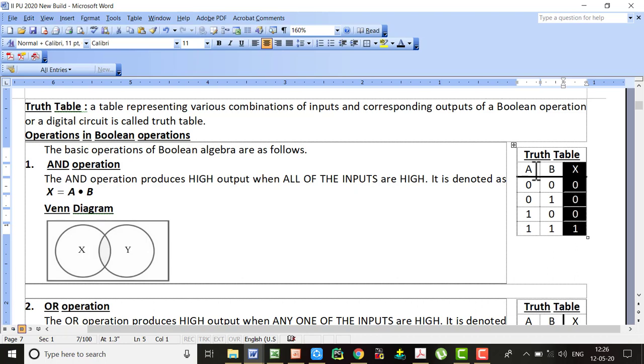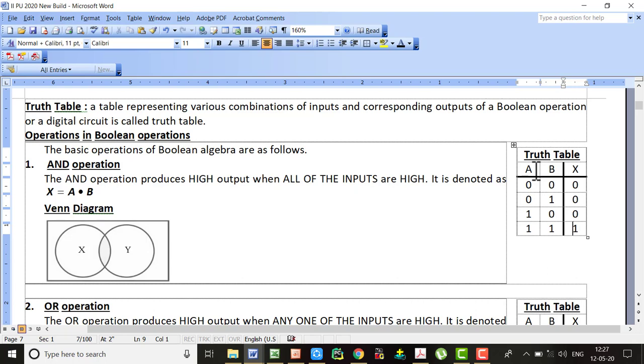For example, 0 into 0 is 0. Once again, 0 into 1 is 0. Next, 1 into 0 is equal to 0, and 1 into 1 is equal to 1. So a truth table is nothing but various combinations of inputs and corresponding outputs of a Boolean operation, or even of a gate. This is what we call a truth table.